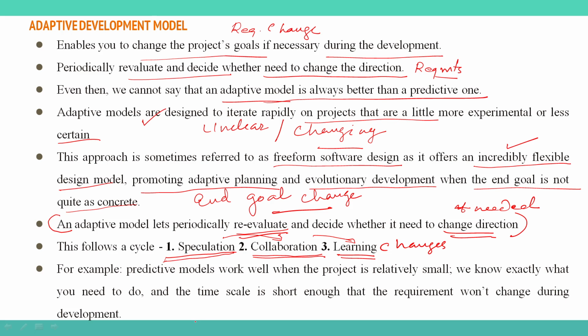So finally, predictive models work well when the project is relatively small. We know exactly what we need to do, and the time scale is short enough that the requirement won't change during the development. Adaptive development is the exact opposite of what is said for predictive. It can be used for big projects. We do not need to know exactly what is required. The time scale may or may not be short, because we can do both short-term and long-term projects with the adaptive model.